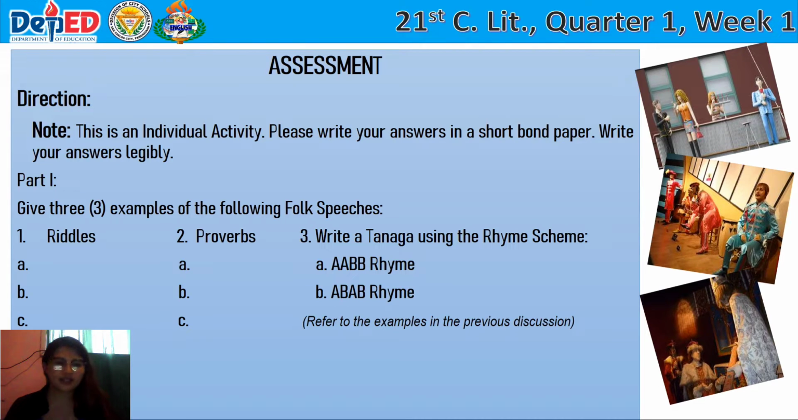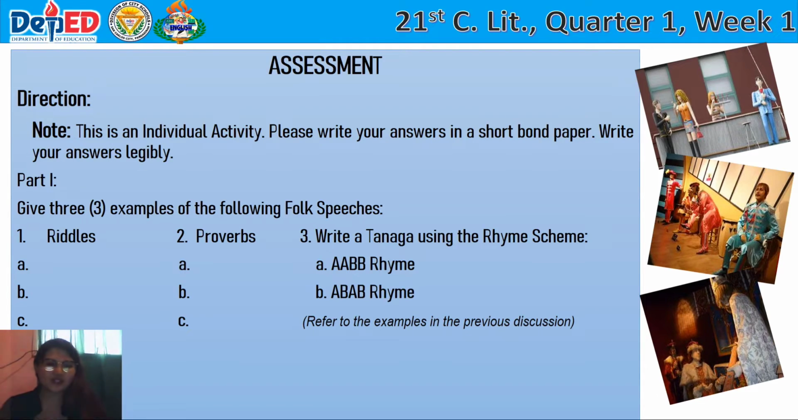Okay, for Part 1, give 3 examples of the following folk speeches. So give me 3 examples, A, B, C, of riddles. Number 2, give at least 3 examples of proverbs. Number 3, write a tanaga using the rhyme scheme AABB and ABAB. So please refer to the examples that were mentioned a while ago in the previous discussion. In a tanaga, what I'm expecting to see is only, of course, 4 stanzas. No more, no less.